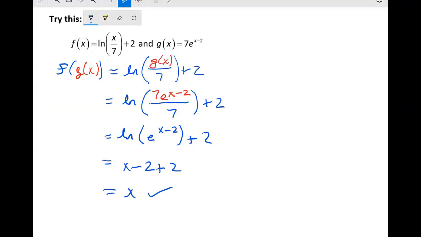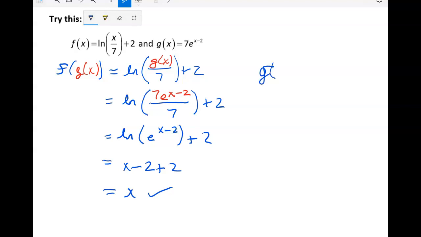Here's what your work should look like for the composition f of g of x. You have to remember that ln just means log base e. So log base e of e to the x minus 2 is just x minus 2. Now let's try the composition g of f of x.